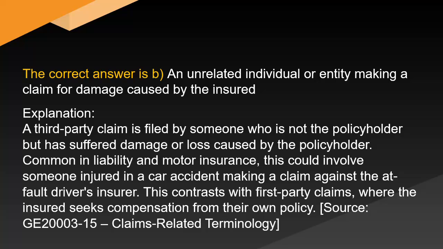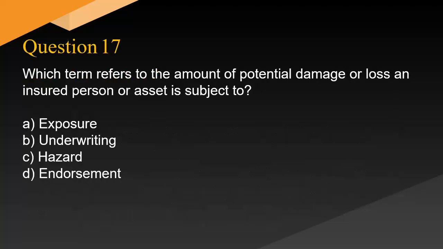G2000315. Claims-related terminology. Which term refers to the amount of potential damage or loss an insured person or asset is subject to? A. Exposure. B. Underwriting. C. Hazard. D. Endorsement.